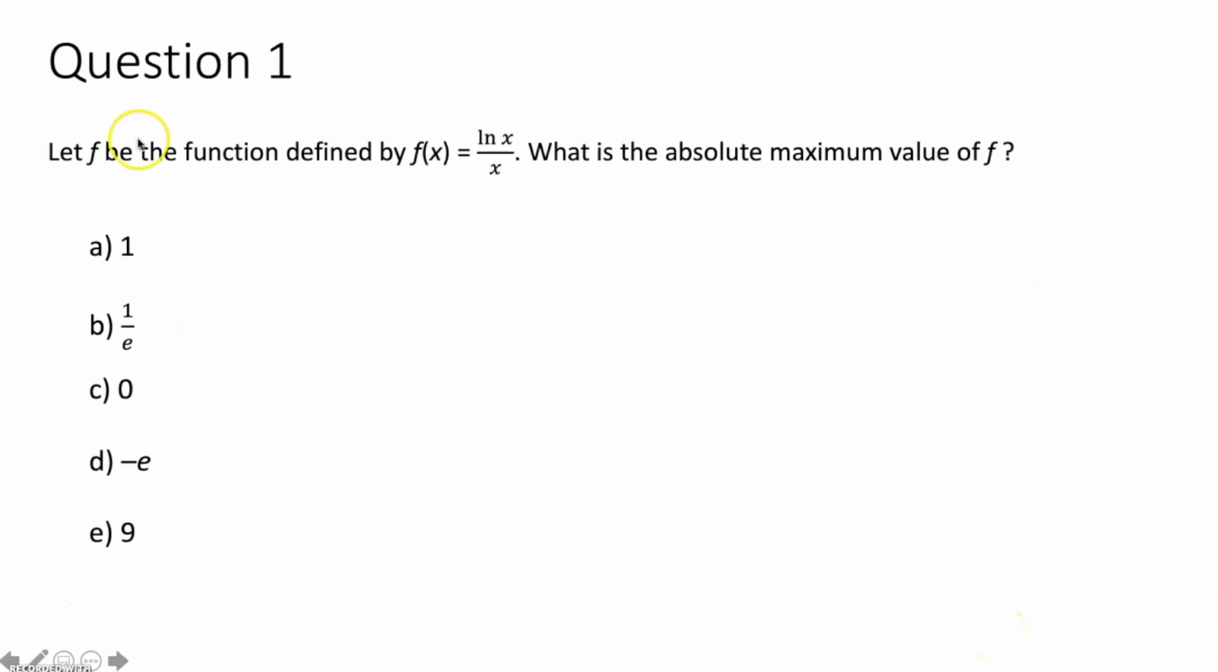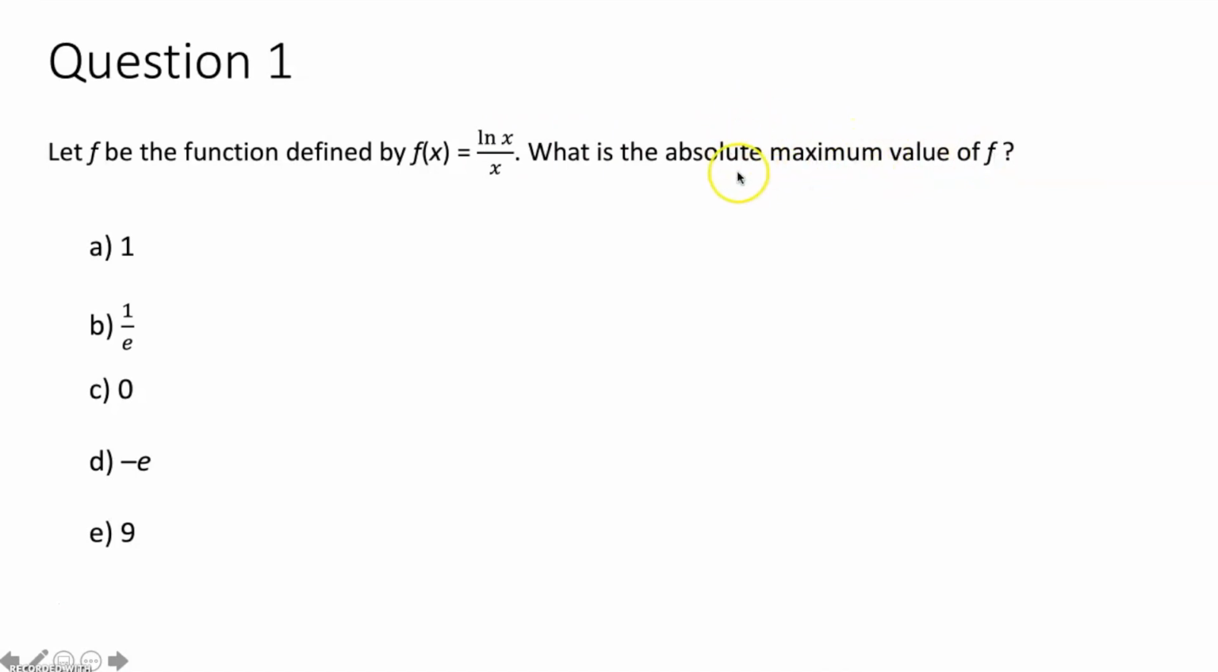Now question 1 says let f be the function defined by f of x is equal to ln of x over x. What is the absolute maximum value of f? So, a couple things. Anytime it says what is the absolute maximum value or absolute minimum value of a given function, it's talking about the y value. So in this case, we have to find the x value at which we have an absolute maximum, plug that into the given function, and that will be the absolute maximum value of our function.